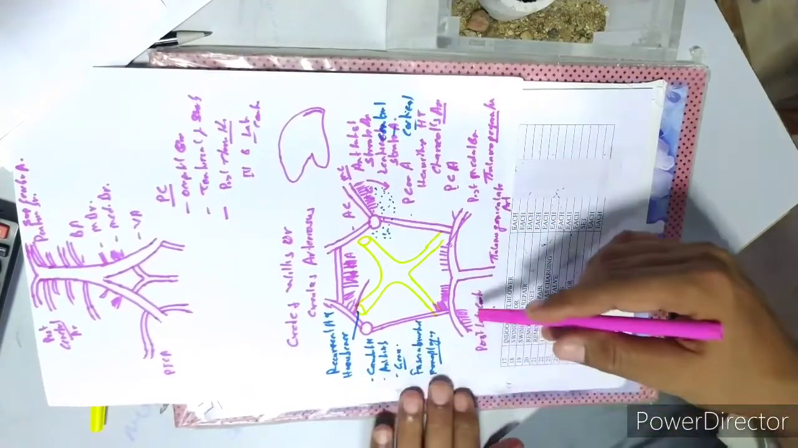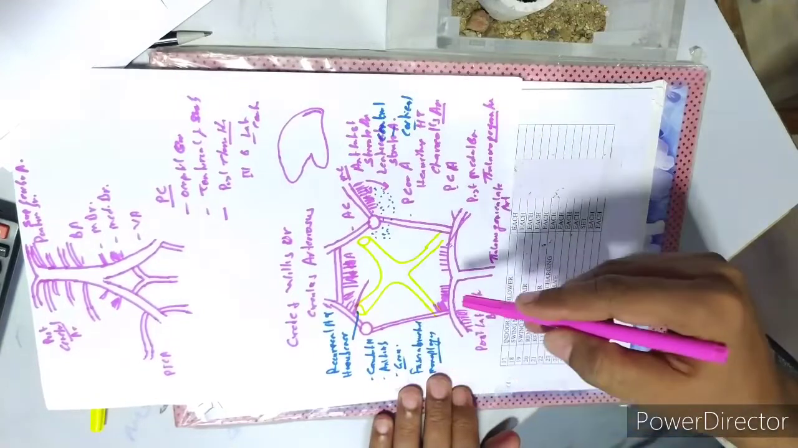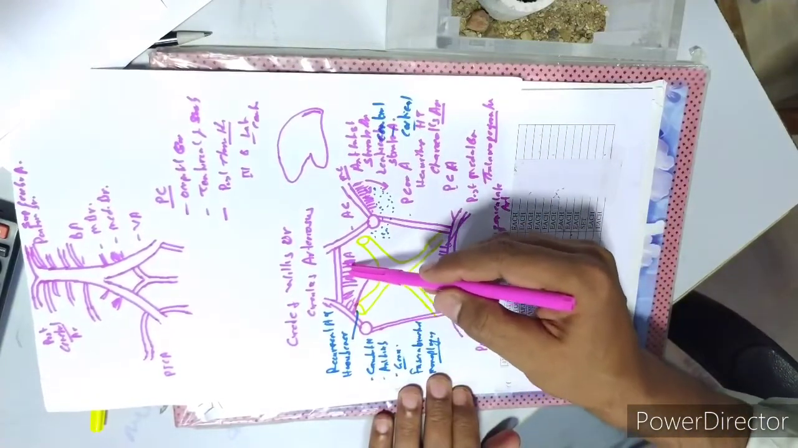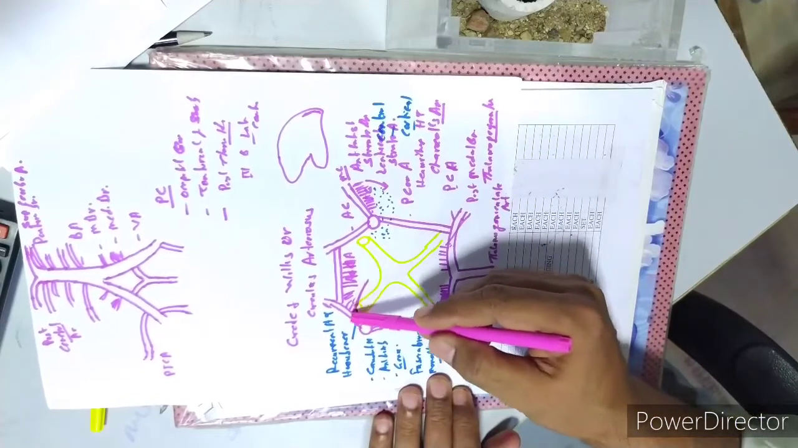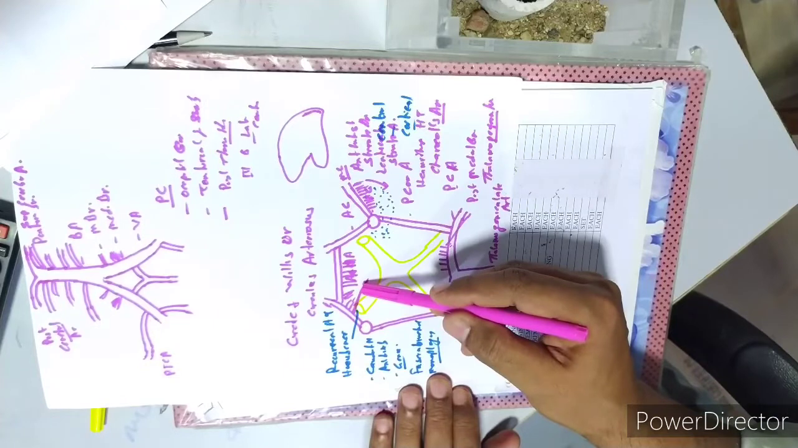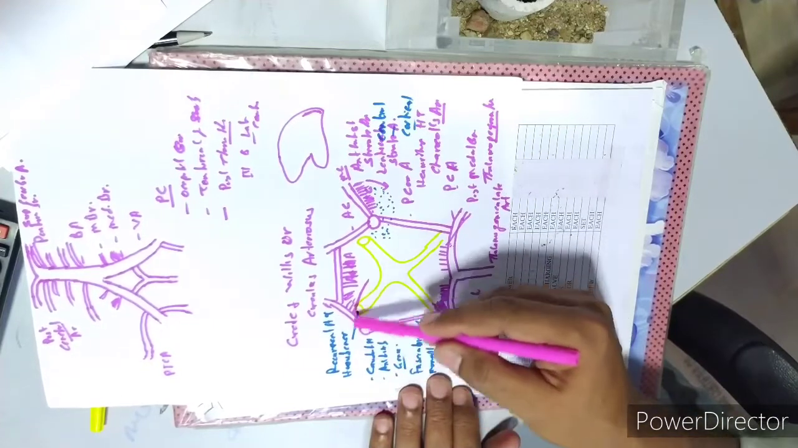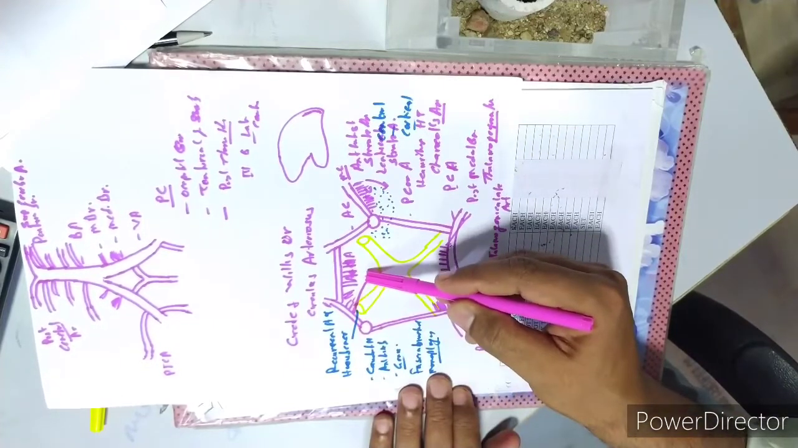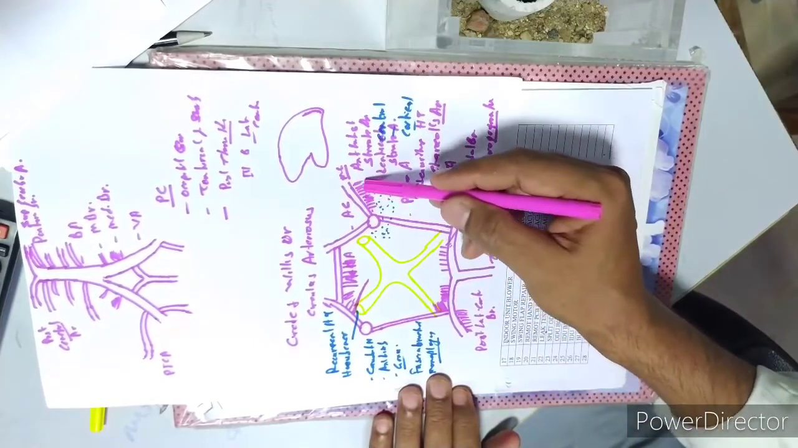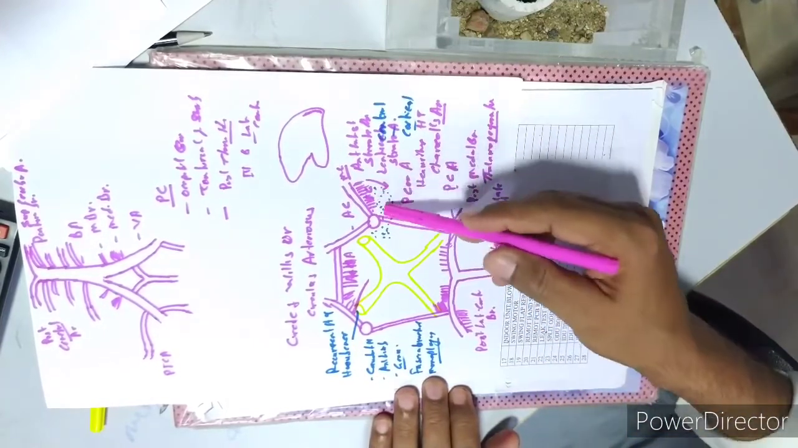Clear? So these are the branches which come from the circle of Willis. To revise, first the anteromedial branches come from the anterior communicating and anterior cerebral artery. One of the branches, the long recurrent artery of Heubner, is most commonly thrombosed. Then the anterolateral branches, the striate branches, enter into the anterior perforated substance.